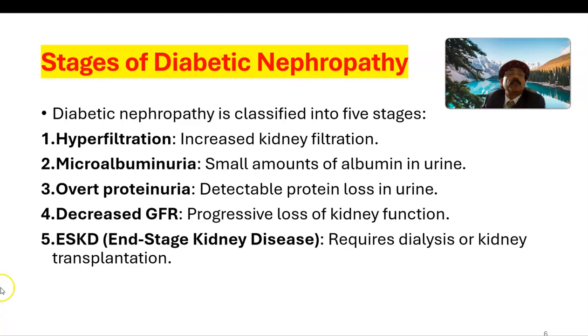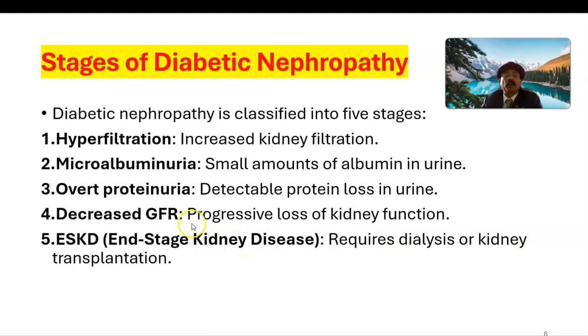Stages of diabetic nephropathy. Diabetic nephropathy is classified into 5 stages. Hyperfiltration: increased kidney filtration initially because of high glucose in the blood. Microalbuminuria: small amount of albumin in the urine. Overt proteinuria: detectable protein loss in urine. Decreased glomerular filtration rate: progressive loss of kidney function.